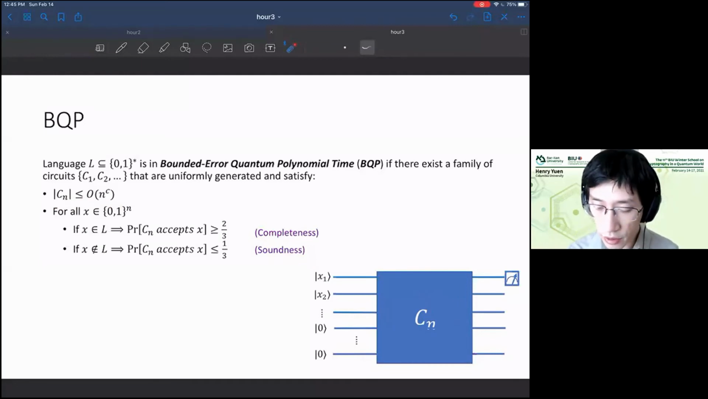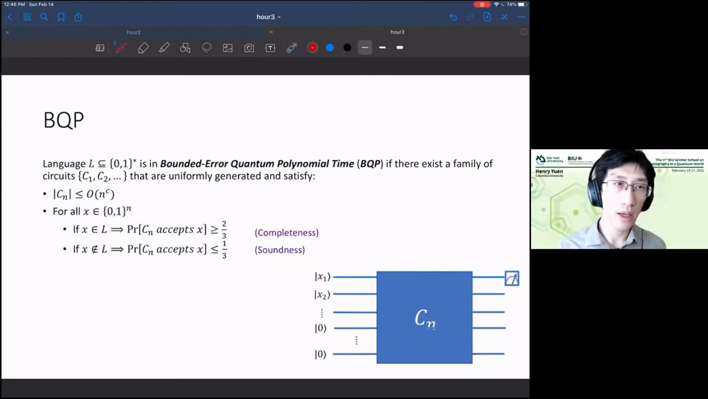So for all instances x, if x is in L, then if you take the circuit C sub n and you plug in the input x, and you also initialize some other qubits to be the 0 state, you run your computation, and at the very end, you measure the output qubit, it accepts with probability at least 2/3. So this is a completeness condition. Whereas if x is not in L, then the circuit will reject, output 0, with probability at least 2/3. Right? It does not accept x with high probability.